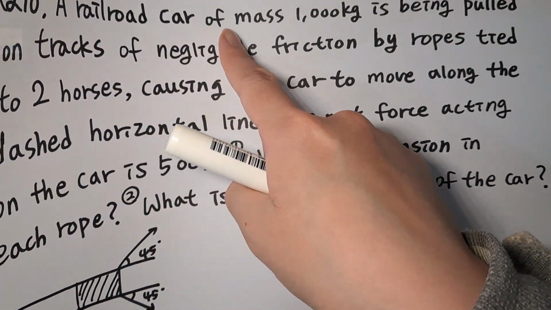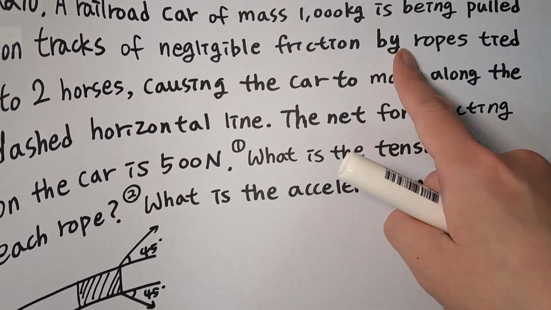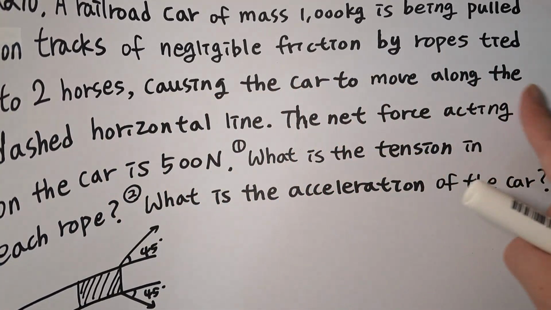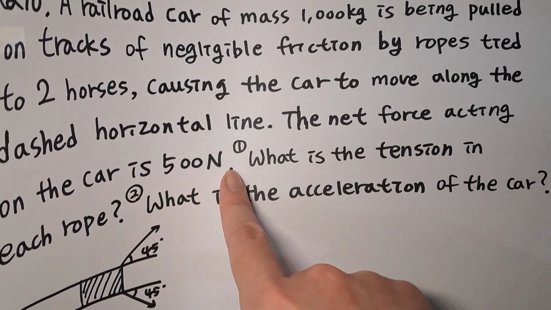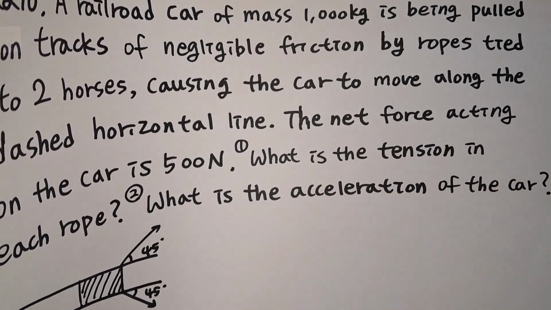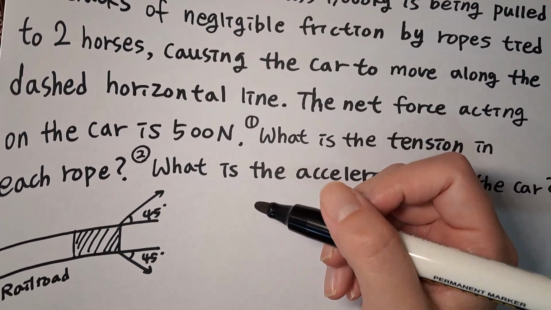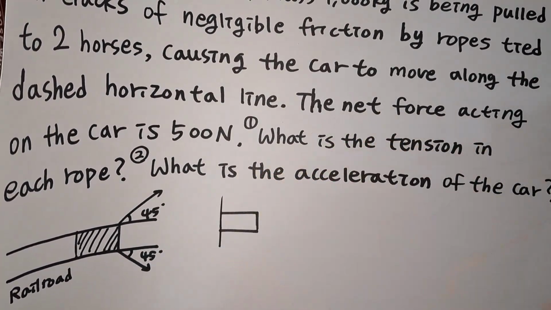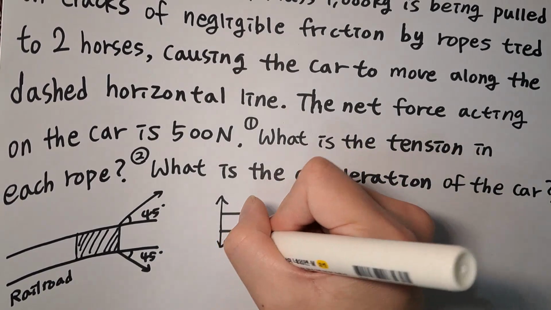A railroad car of mass 1,000 kilograms is being pulled on tracks of negligible friction by loops tied to two horses, causing the car to move along the dashed horizontal line. The net force acting on the car is 500 Newton. What's the tension in each rope? What's the acceleration of the car? So this is going to be the car, and you can find the force diagram. We are going to find the free body diagram.